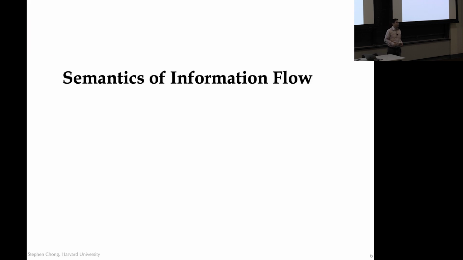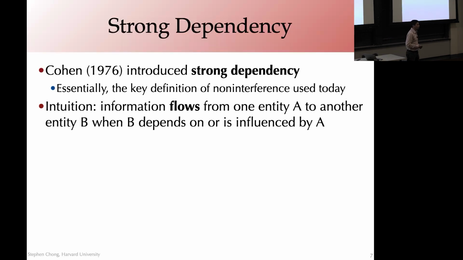So this idea of non-interference has been around for a while. Cohen back in '76 introduced the key idea of strong dependency, which is really the foundation of non-interference as it's used today. And the intuition that Cohen uses is to define information flowing from one entity, entity A, to another entity B, when B depends on or is influenced by A. So think about that as being the low security output might be influenced by the low security input. Okay, that's a flow or a dependency.